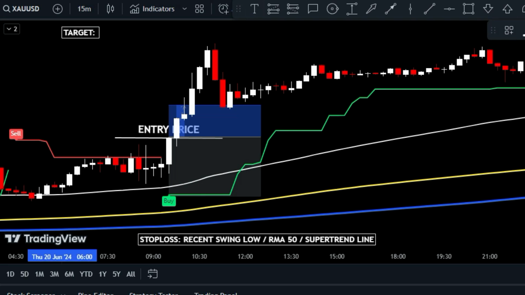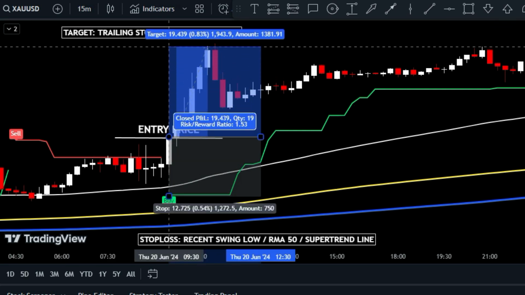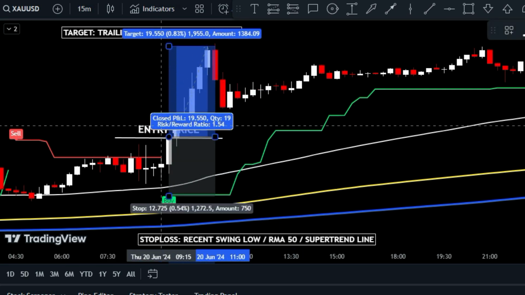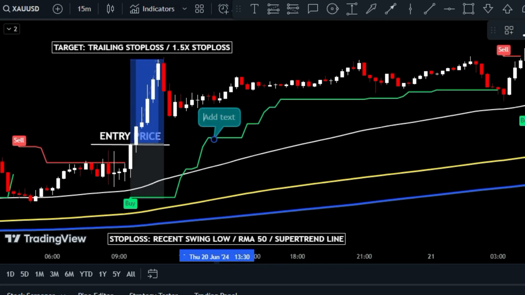Finally, let's talk about setting a profitable trade target for buy trades. You can trail your stop loss using the pivot point super trend line, or you can aim for a target that's 1.5 times greater than the distance between your entry and stop loss level.